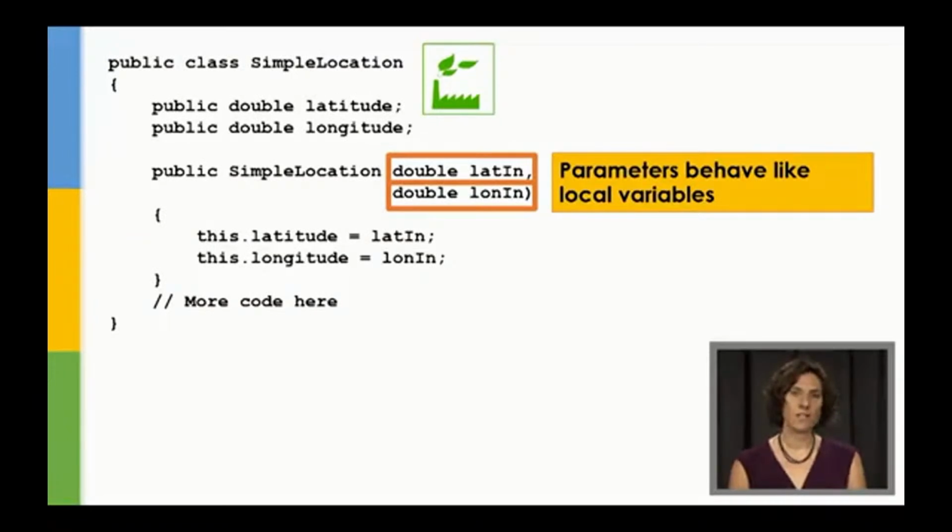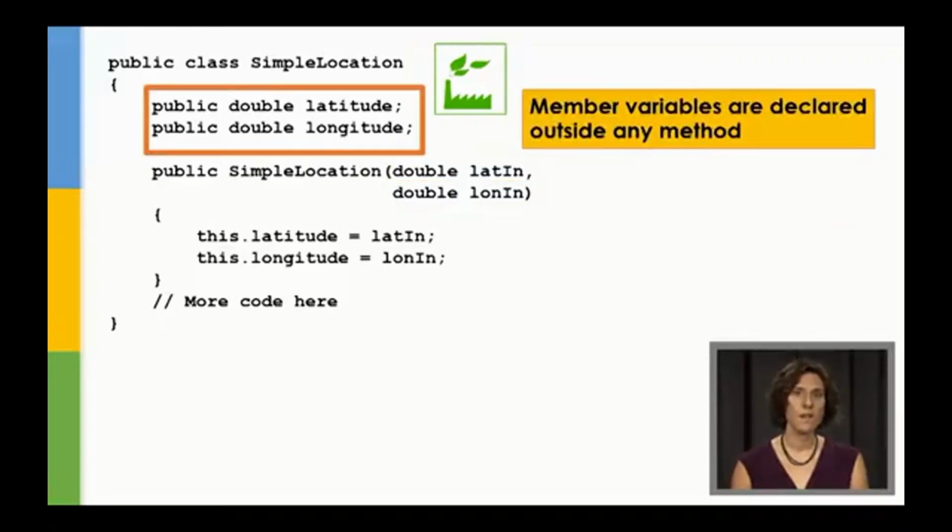Second kind of variable I want to talk about are parameters. Parameters are those arguments that we pass into methods, and they behave basically just like local variables. You can use them anywhere inside the method, you can change their value if you want to, and essentially they're just like local variables. The third kind of variable are called member variables.